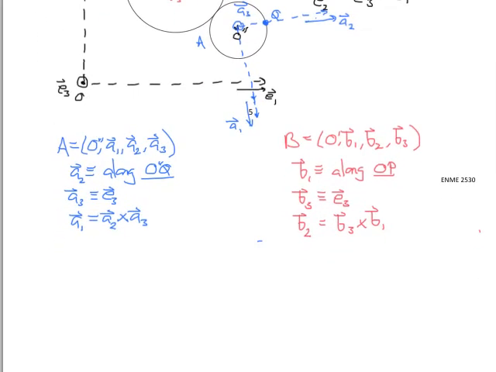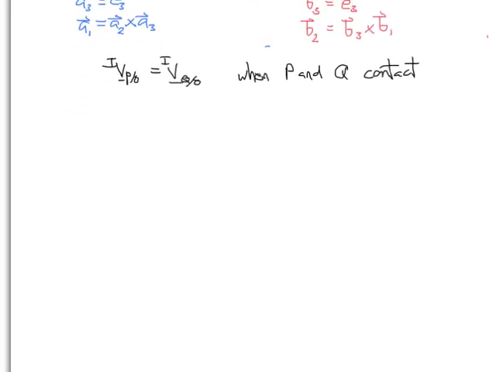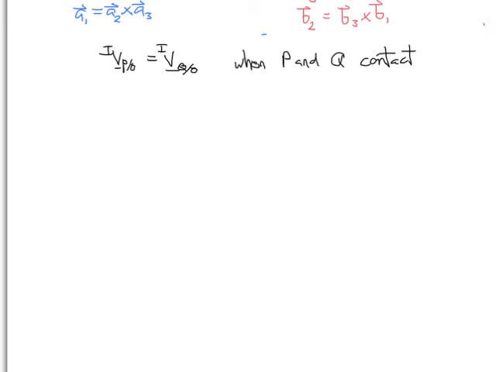So to solve for this constraint equation, we're going to set the velocity of P with respect to O as observed in the inertial reference frame equal to the velocity of Q with respect to O as observed in the inertial frame. And this is only true when P and Q are that contact point C. So let's solve for each of these velocities and set them equal to each other.